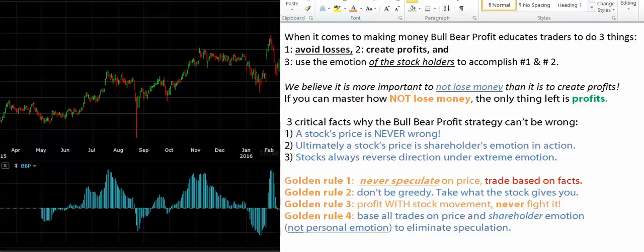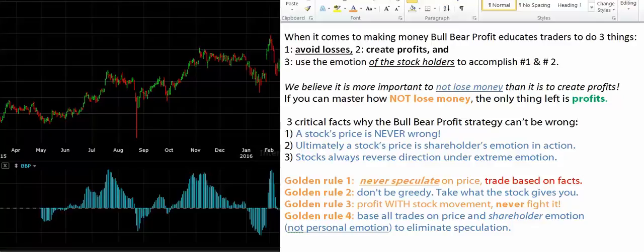Getting right to it, when it comes to making money, bull-bear profit educates traders to do 3 things. Number 1, avoid losses, most important. Number 2, create profits. And 3, use the emotion of the stockholders to accomplish number 1 and number 2. We believe it is more important to not lose money than it is to create profits. If you can master how not to lose money, the only thing left is profits.